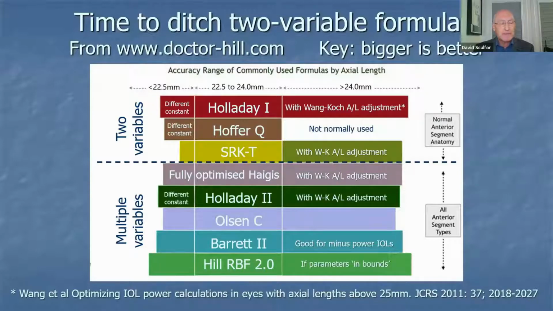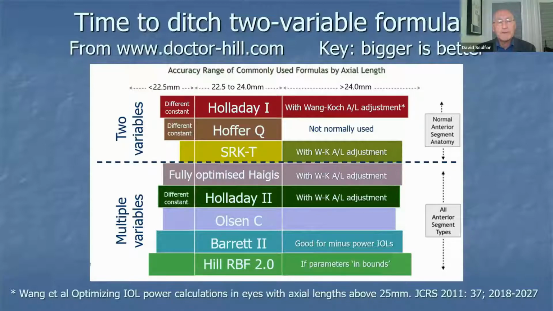So this slide is taken from Warren Hill's website. I've doctored it slightly. So you can see at the top there, you've got the three two variable formulas, Holladay 1, Q, and SRK/T. So they all do pretty well for an average eye. If we look at the longer eyes, Holladay 1 and SRK/T actually do reasonably well, but SRK/T only behaves well if you make this axial length adjustment. So this was from a paper by Li Wang and Doug Koch, two very big names in biometry and lens calculation. And you have to add in this little fudge factor once it gets over a certain axial length.